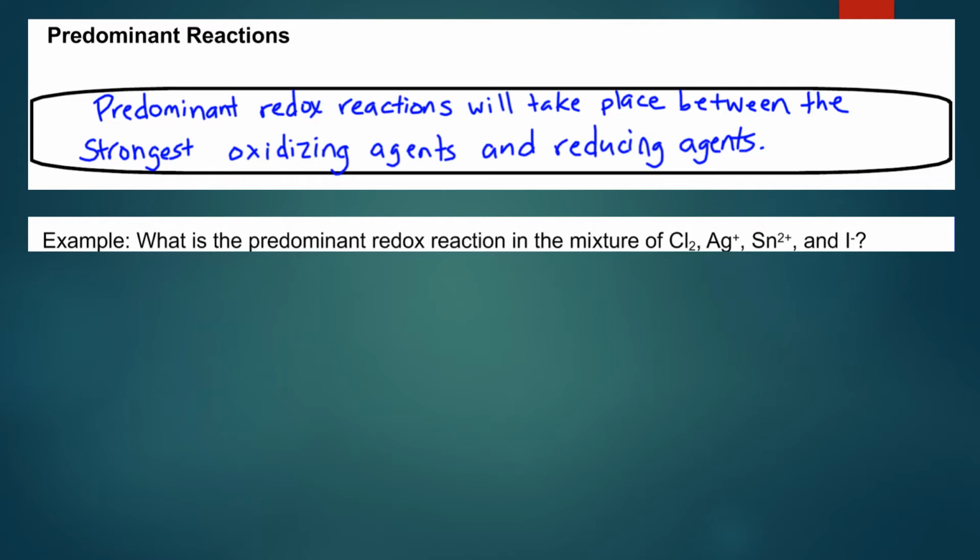One other thing that we can tell from the table is what kind of predominant redox reaction will take place. With a predominant redox reaction, we are looking for the strongest oxidizing agent and the strongest reducing agent going together. So you're looking for the two things on the chart that are found farthest apart for spontaneous reactions. Here's an example problem: what is the predominant redox reaction in the mixture of Cl2, Ag+, Sn2+, and I negative? You want to locate those on the chart and find the two that are farthest apart.